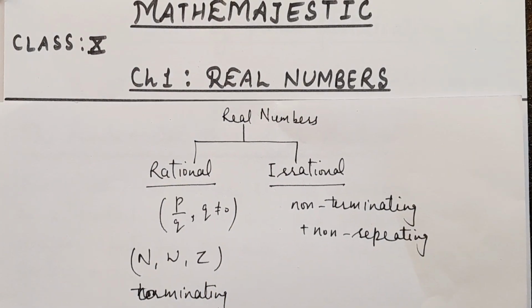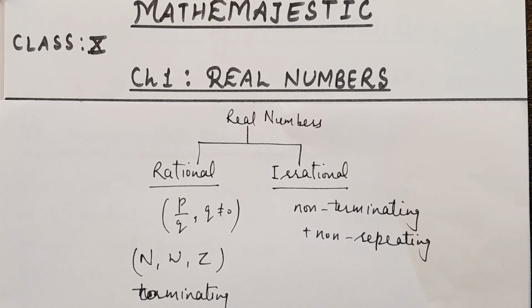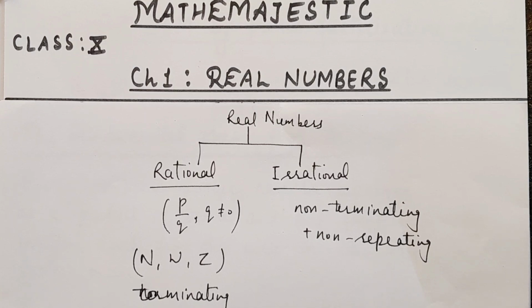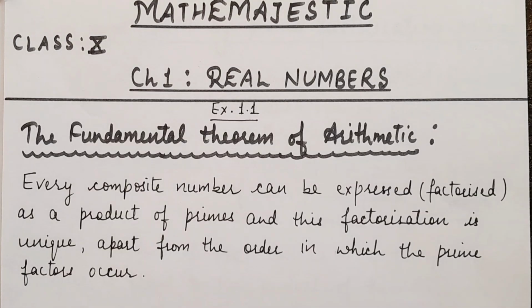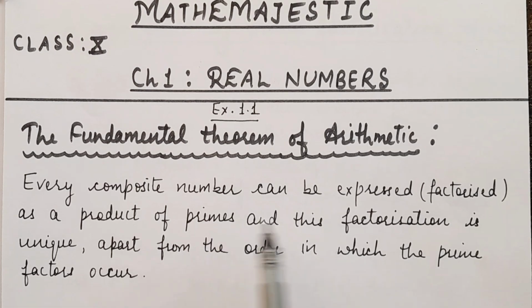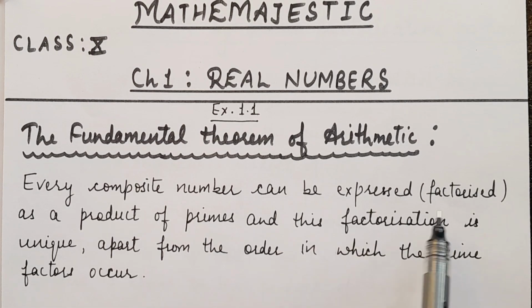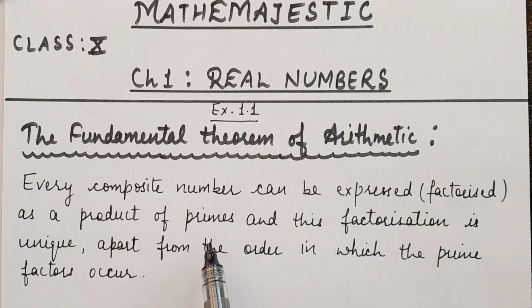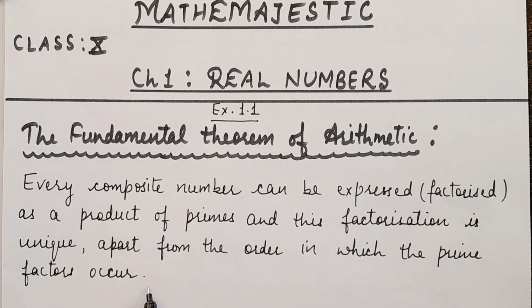So now let's start with the first definition in chapter 1, first theorem, that is fundamental theorem of arithmetic. The statement of that is every composite number can be expressed or factorized as a product of primes, and this factorization is unique apart from the order in which the prime factors occur.